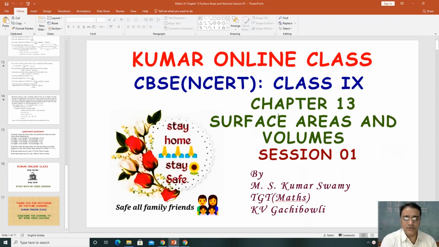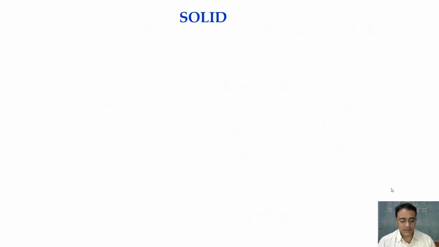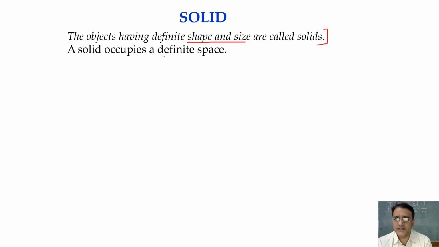Today we are going to start session number 1 of chapter number 13, surface areas and volume. Okay, so let us start with solid. Objects having definite shape and size are called solids. I repeat, the objects having definite shape and size are called solids. And a solid occupies a definite space.